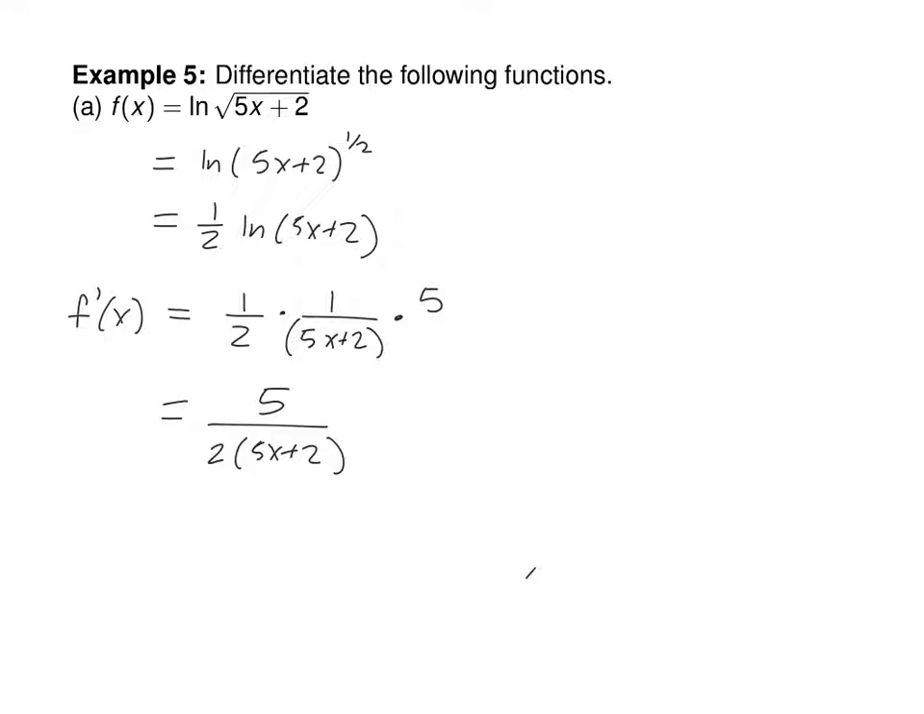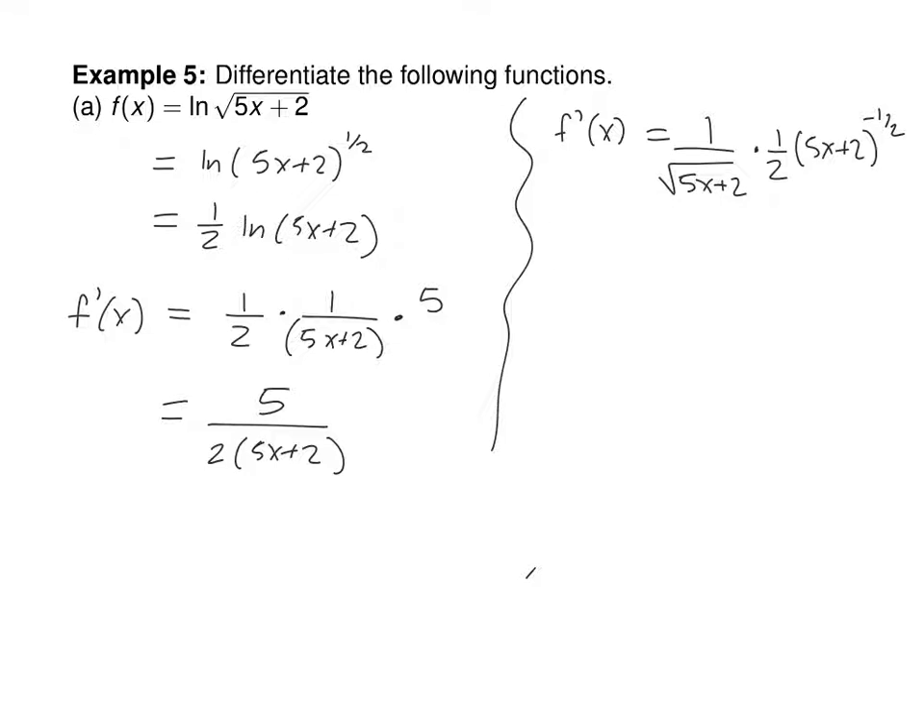If you didn't see that, what would have happened is f prime would have been 1 over the stuff, right? Does that make sense? Times 1/2 stuff to the power of negative 1/2, right? And then times what other thing? 5. Which would be 5 over 2 times root 5x plus 2. It's the same thing, right? I just think that my way is easier. Do you agree? Yeah, you agree?